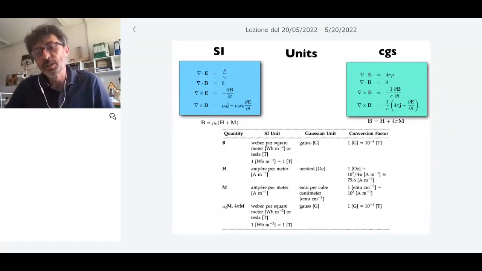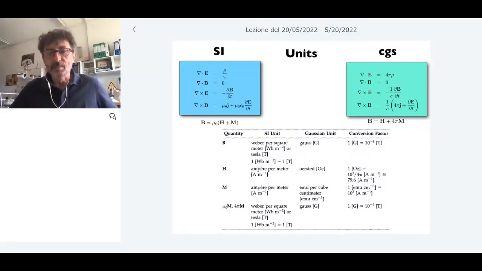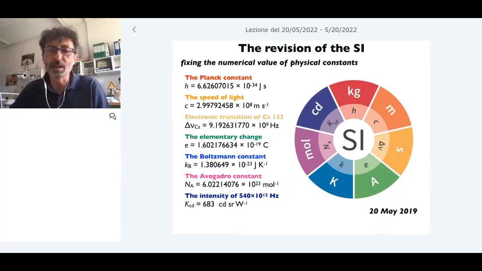But up to now, this is the old international system. What was 3 years ago, not what we have now. What changed in this international system 3 years ago? They fixed a lot of physical constants. So before 20 May 2019, only the speed of light was fixed. Maybe something else that I'm forgetting. But now we have fixed the value of the Planck constant, the value of the electronic transition of cesium. Maybe this one is the one that was already fixed.